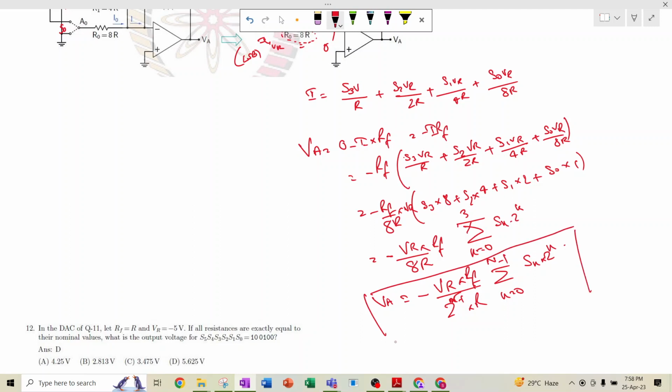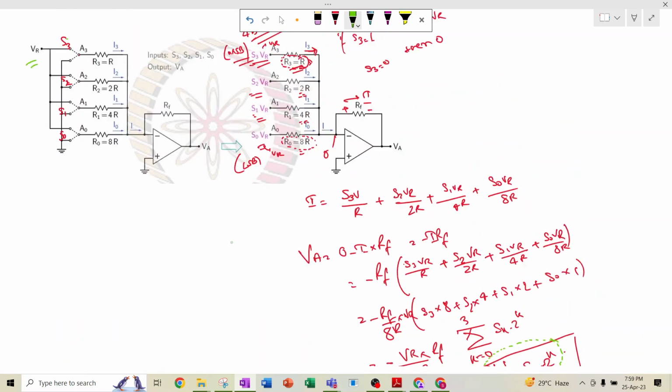As I have already discussed, a DAC is nothing but a binary to decimal value converter with a multiplication factor. So here this is the multiplication factor, and it is a binary to decimal converter.